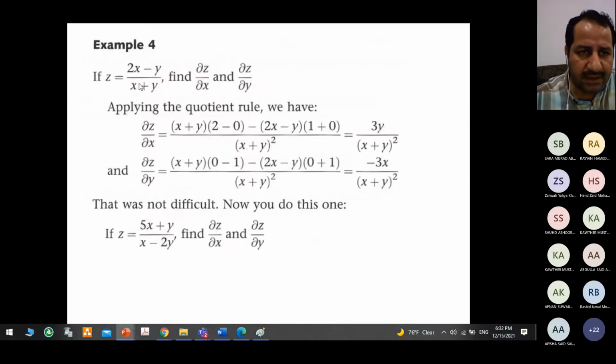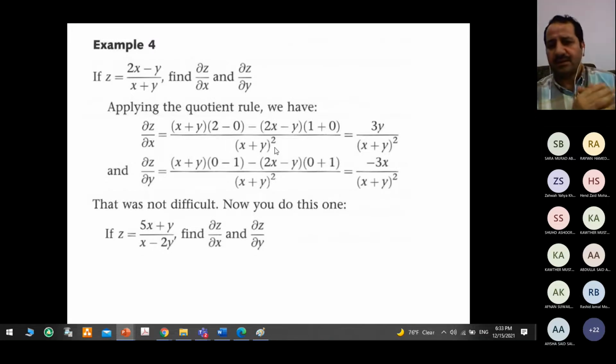This is v, I will put it here. u dash, differentiate this part with respect to x, it will be 2. Minus u, I will keep it. v dash, it means the x here, it will be 1, and this one 0. Okay, over v, this part will be squared. Clear? The remaining is just the merit of math. Okay, simplify, and you find the answer.